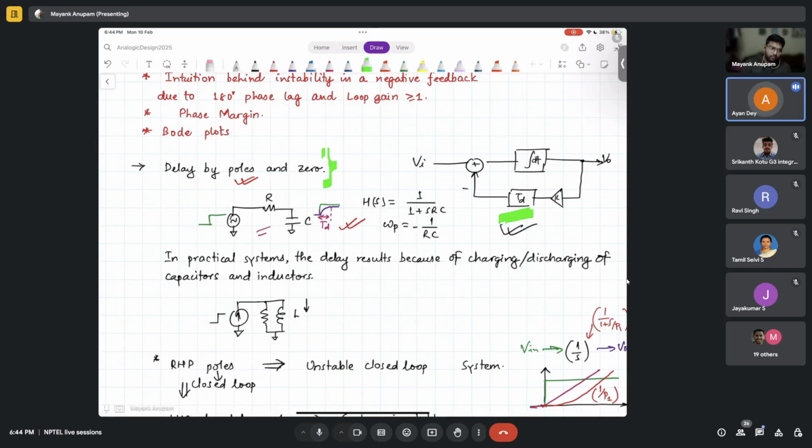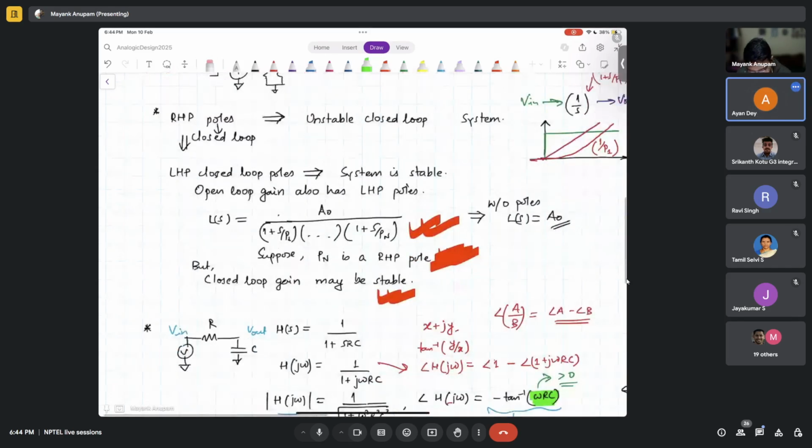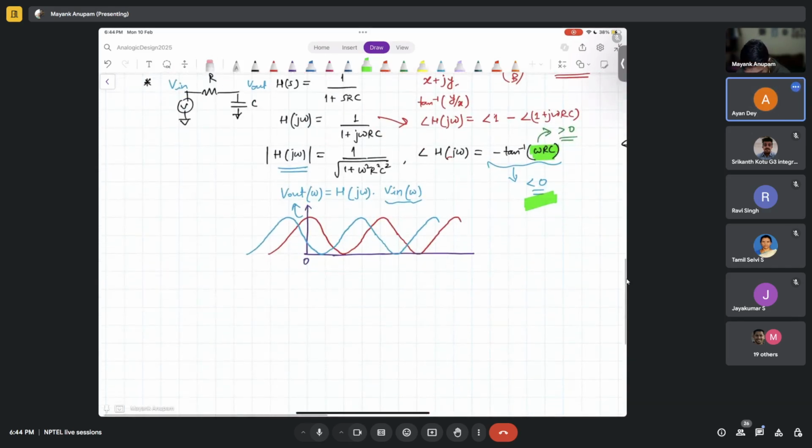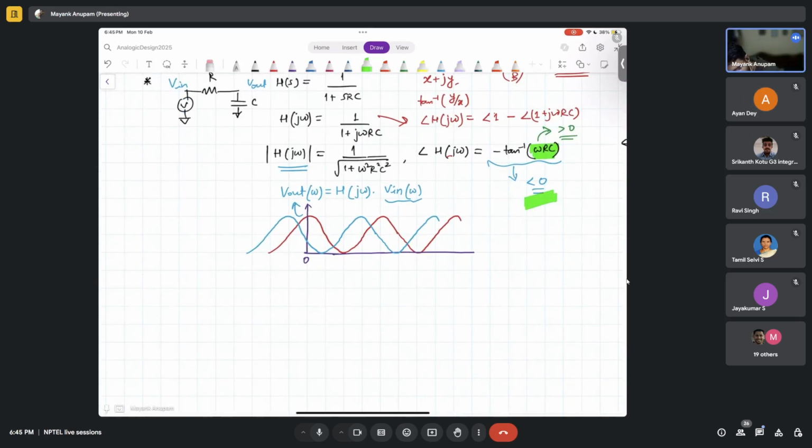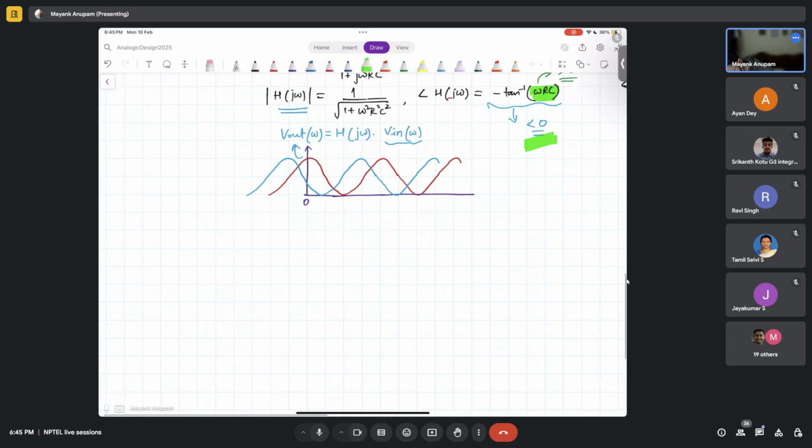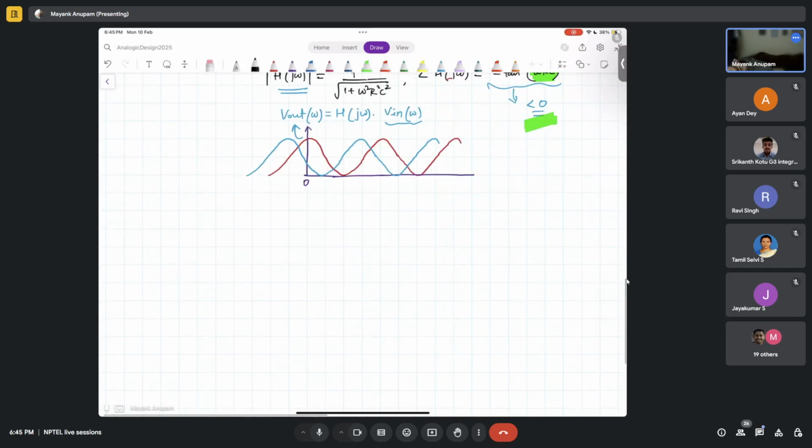It depends on the location of the zero. If it's on the right side, maybe it will lag the system, and if it's on the left side, then it will lead. Is that point clear to everyone? Can you please repeat it once?